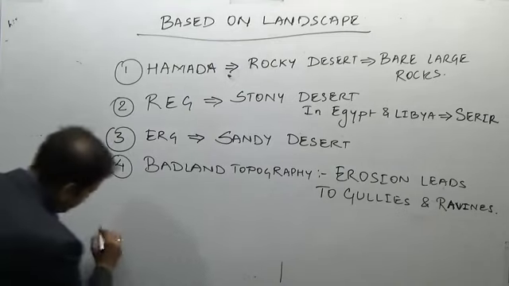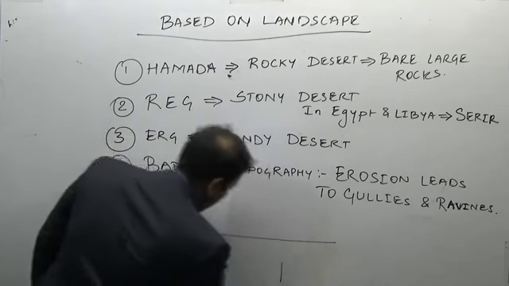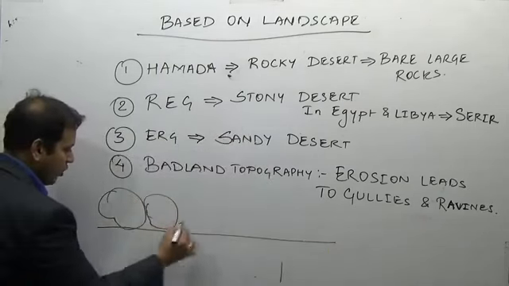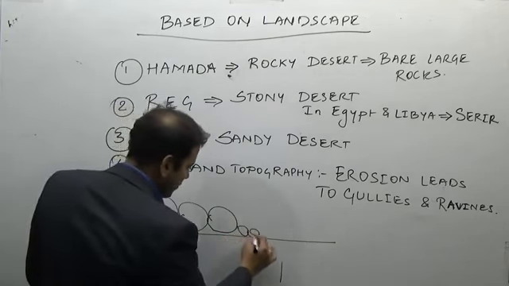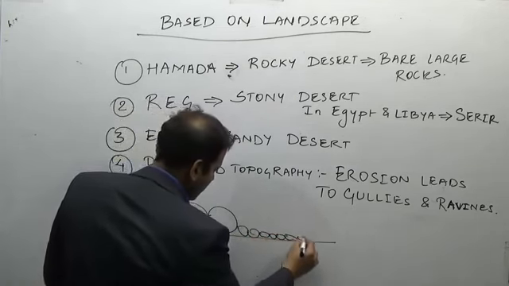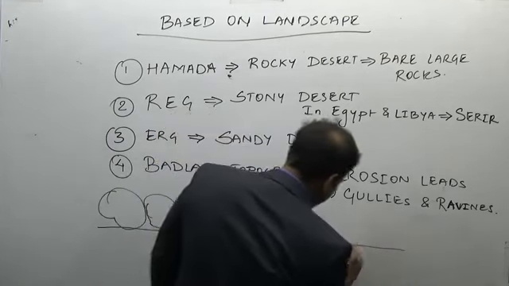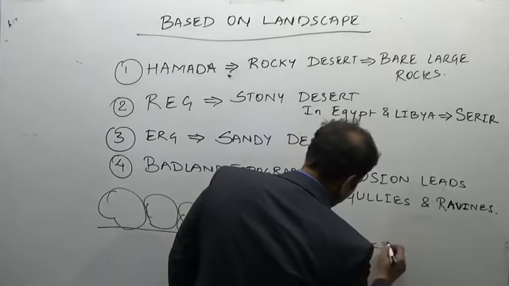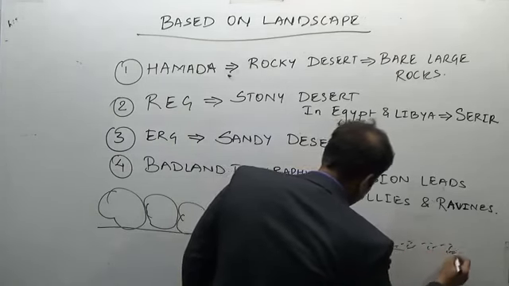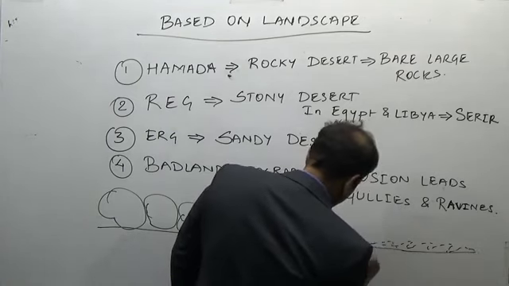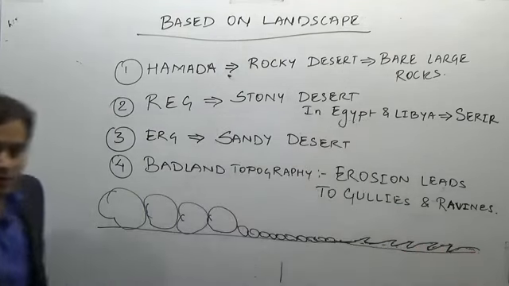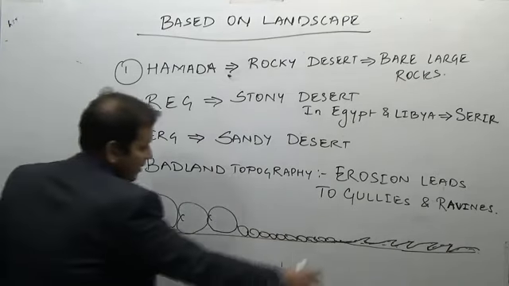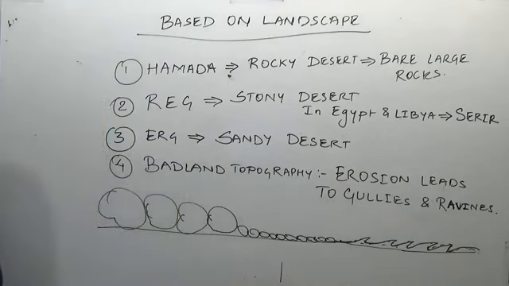Now just to show you the top three, large stones, the wind will wash away the stones, then the size of the stones will go on reducing. It will be mostly pebbles and then later on mostly sands in the form of sand dunes. So Hamada, Rig and Erg desert. So it is the Hamada, Rig and the Erg desert.